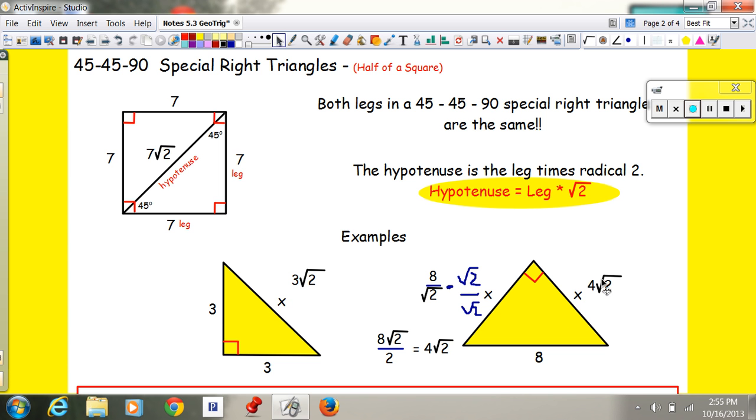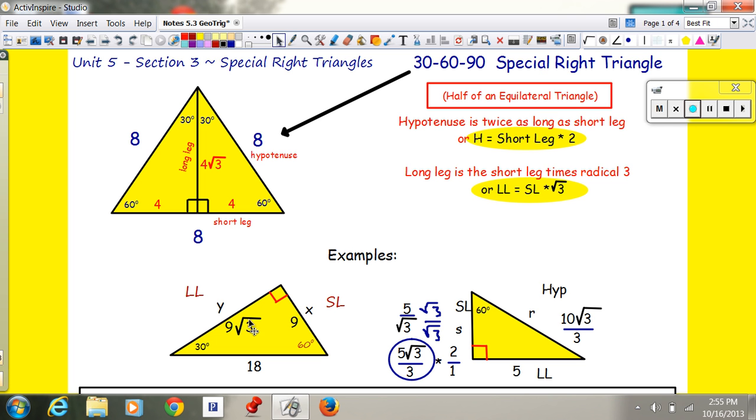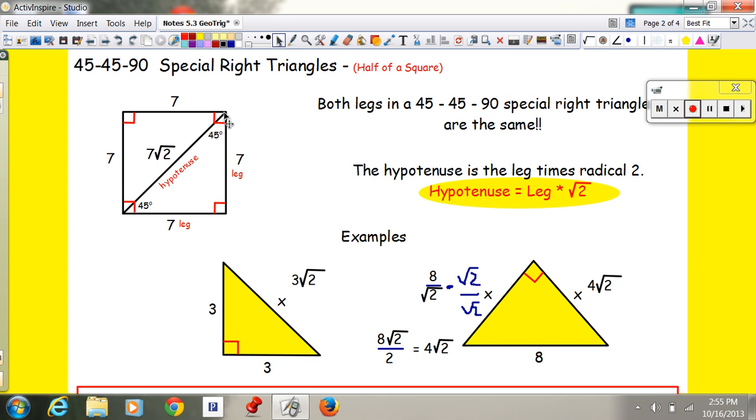Now how do you remember if it's a radical 2, or back in this example, if it's a radical 3? Here's how I teach everybody to remember it. In this case, you've got 3 different angles. You got a 30, a 60, and 90. 3 different angles is going to make you use a radical 3. In this special triangle, you've only got 2 different angles. You've got 45s and you got 90. So 45s and 90, you're going to be using radical 2 because there's only 2 different kinds of angles. It may help you remember it.